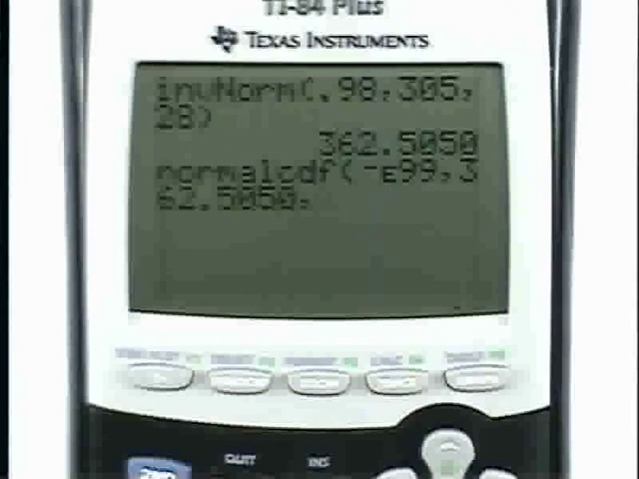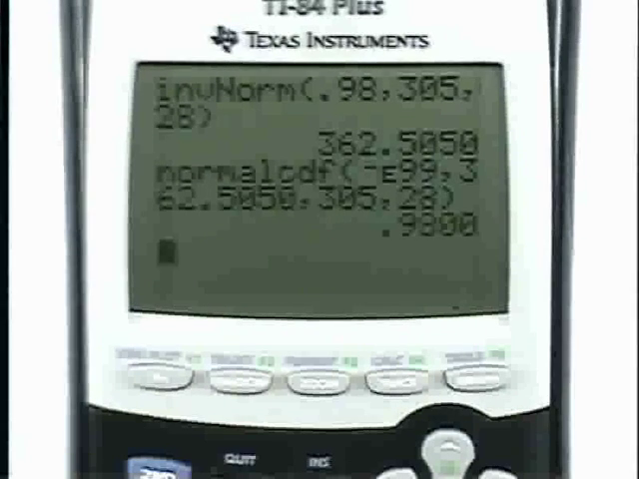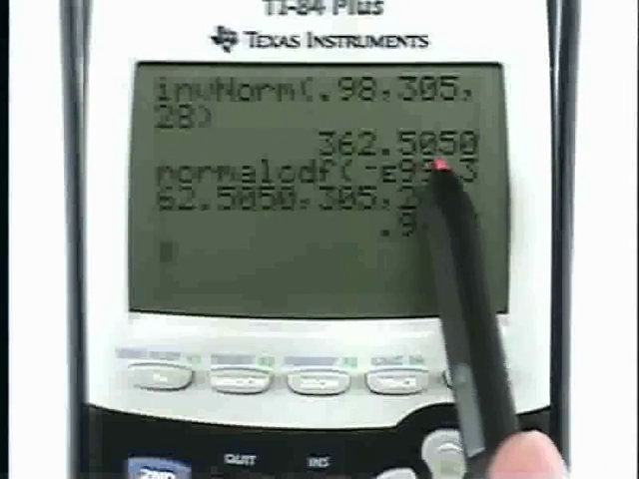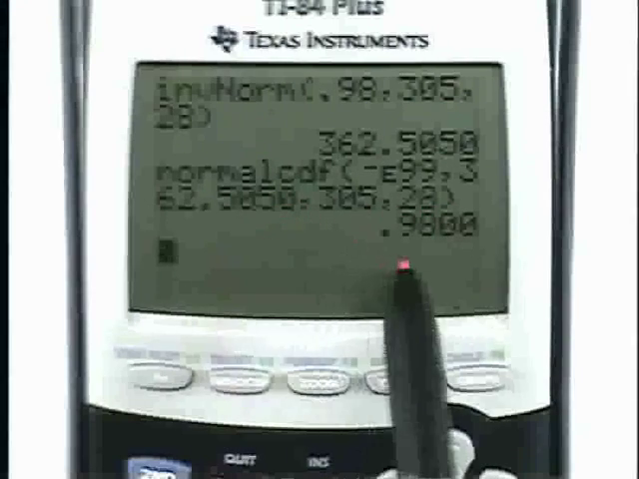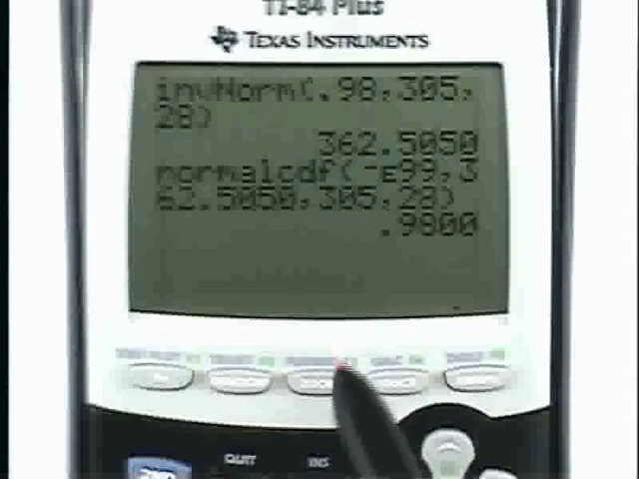Now, if I go to second distribution, normal CDF, go from negative infinity up to 362.5050. The mean is 305. Standard deviation is 28. Within rounding, this should give me 98. There it is, 0.9800. So my 98th percentile is 362.5050. This normal CDF is not part of the percentile process. I was just trying to convince you that what I was doing was actually real.